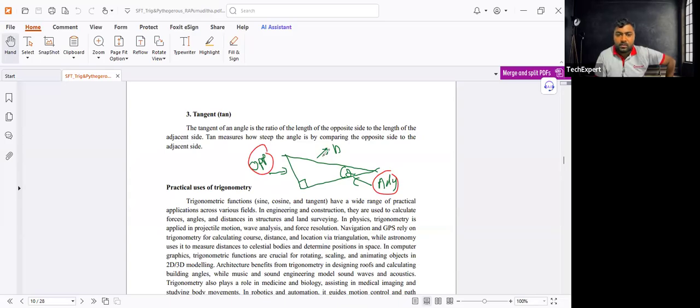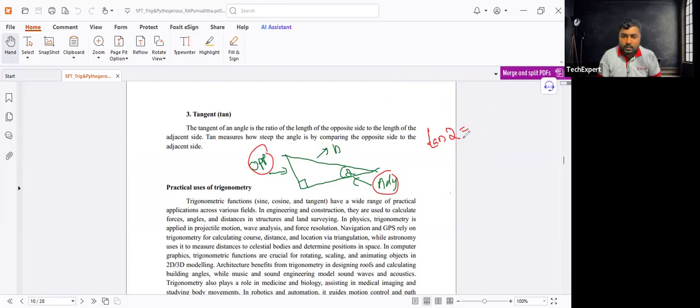Then I can write tan theta. Here I will write tan alpha. Alpha and theta come from the Greek alphabet, so you can write anything: alpha, theta, beta. Those are the three symbols we usually use for angles, but you can use any one. The most common one is theta. Alpha is also okay. Beta is also okay.